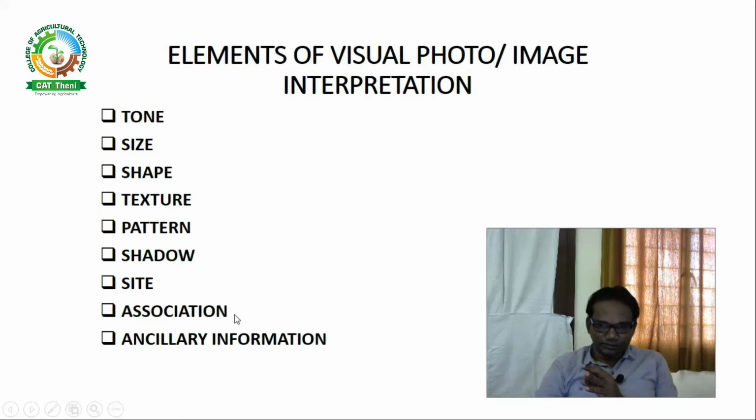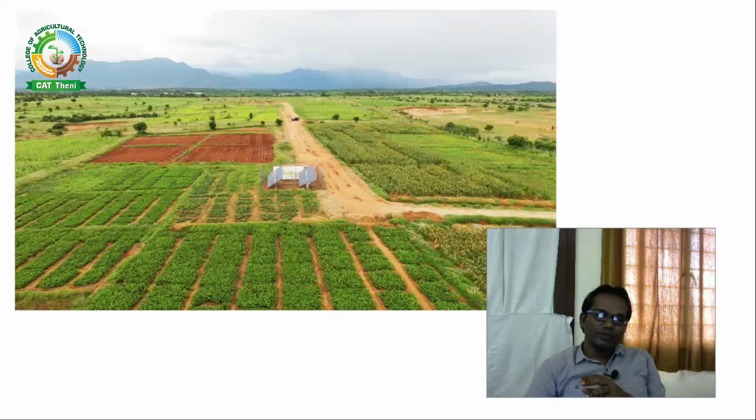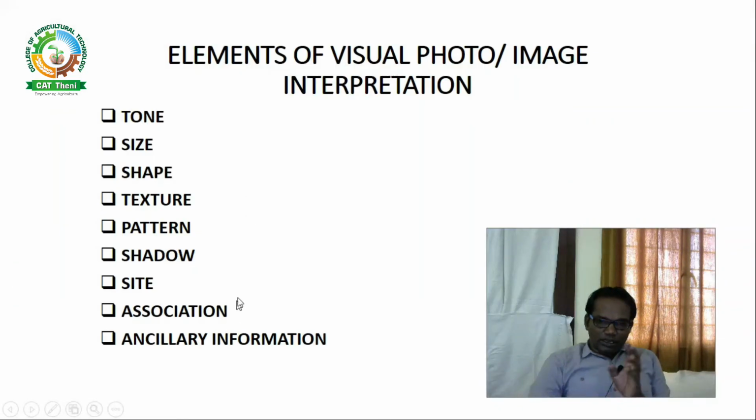Then association. Association is nothing but the recognizable objects or features in proximity with the area of interest. Here, actually, we are focusing on the garden area only, but in proximity with this area, we can see the mountain. If the users are interested in the mountain, they will be focusing on that mountain only. They will leave these areas because they are interested in the mountain. That condition is called association, we can say.